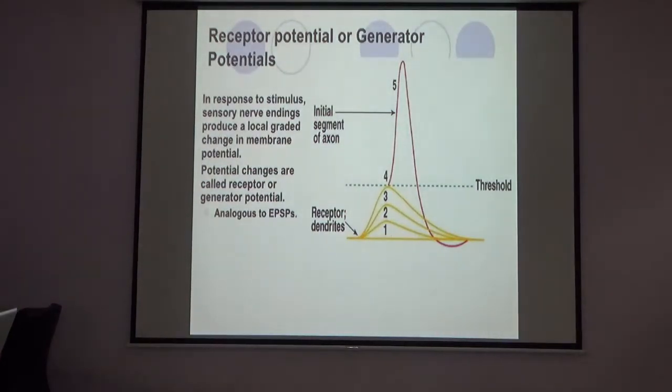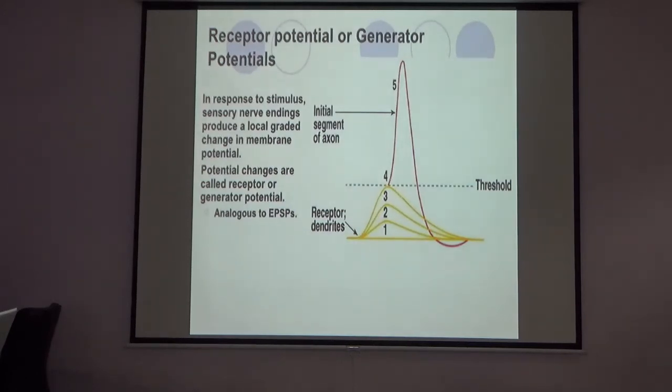Then we come to receptor potential or generator potential. On application of a stimulus, as you can see in the diagram, which is very much self-explanatory, potential change is observed in the receptor, which is a non-propagated depolarizing potential that resembles what we already studied, the excitatory postsynaptic potential. This is called the receptor potential or generator potential. I'll just repeat: when a stimulus is applied, potential change is observed in the receptor, a non-propagated depolarizing potential which resembles EPSP, and this potential is called the receptor potential or generator potential.